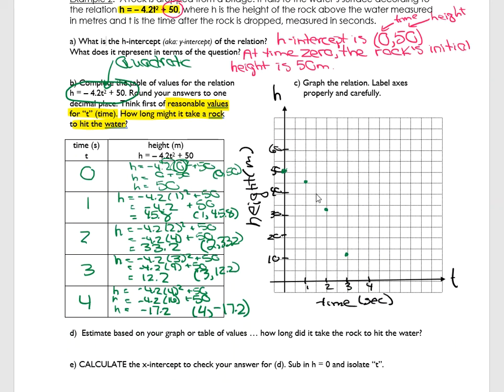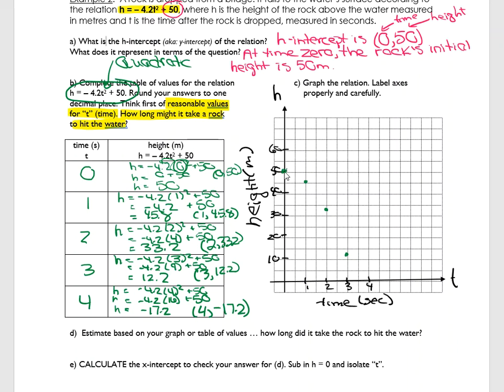So I know this is my vertex, and I know it comes down. I'm going to draw it coming down. Actually, let's look at part D here. Estimate based on your graph or table of values: how long did it take the rock to hit the water? So that's what's going to happen when I draw my graph, and it's going to hit somewhere here. That's going to be my estimation point. At some time between 3 and 4 seconds, my height will be 0. That's when it's going to hit the water.